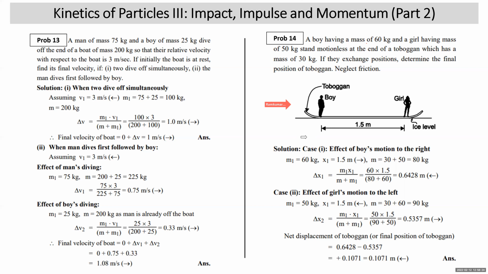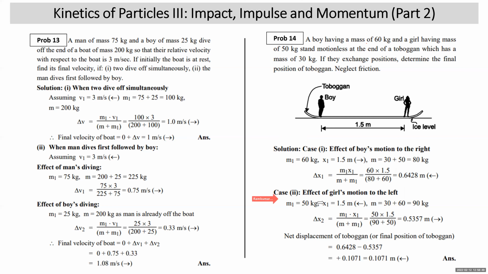See that. Case 1: effect of the boy's motion to the right. M1 is the mass of the boy, 60 kg. X1 is the relative displacement of the boy with respect to the toboggan, that is to the right. M is the mass of the toboggan, but the girl is at rest, so 30 plus 50, 80 kg. Apply delta X1 = M1 X1 upon (M plus M1). M1 is 60, X1 is 1.5, M is 80, so 60 plus 80 gives 0.6428 meter to the right.